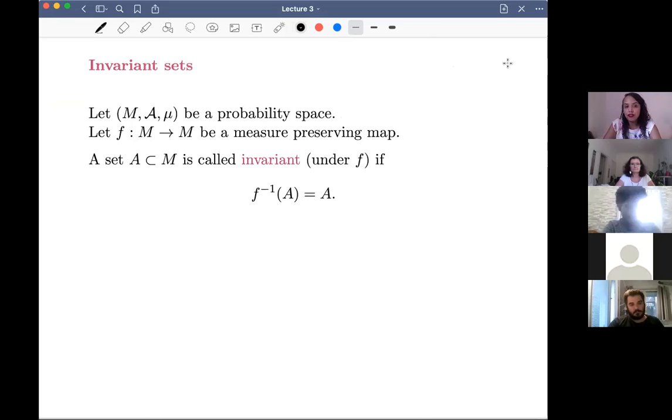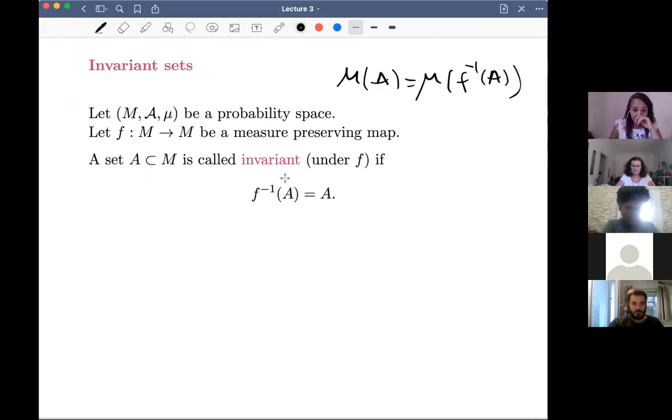Now we'll define what's an invariant set. We know what's an invariant measure. An invariant measure gives the same measure for a set and for its preimage, for all the sets. Now I want to define an invariant set. An invariant set is a set whose preimage is equal to itself. So the preimage of A is equal to A.